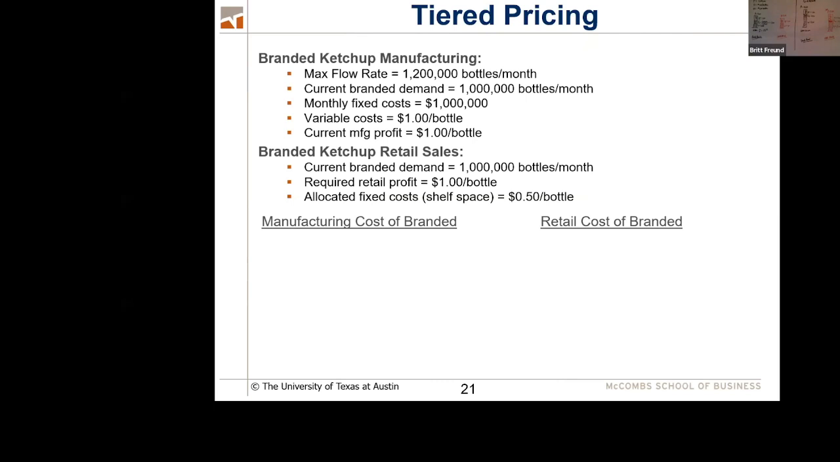And HEB says, you know what? I think there's a market for my ketchup at $3.50 a bottle. Yes, the original branded market and people who want to buy Hunt's brand will pay the $4.50, but I bet you there's some people who will spend $3.50.